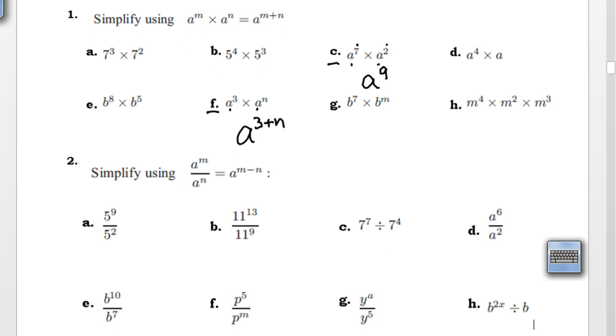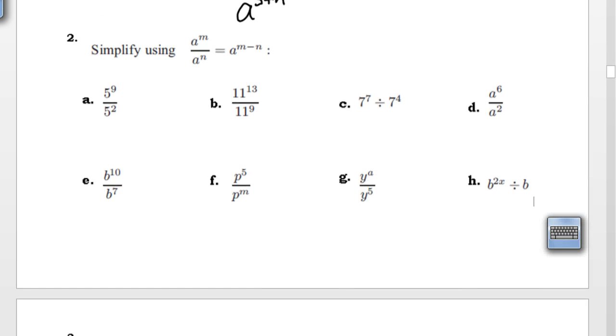Example 2. This is our quotient property. If I want to simplify, I will subtract the exponents. So let's pick letter D. My base is A on both the numerator and the denominator. Exponent of 6 on top and 2 on bottom. I just subtract those, so I have A to the power of 4 for my final answer.